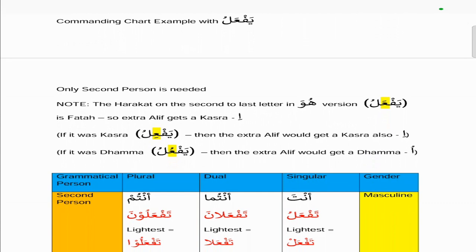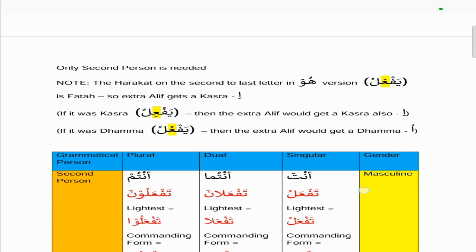So we'll show you in the table here. The commanding chart using yaf'alu. We only need the second person, because you can only command someone who's present. You can't command yourself or someone who's absent. So it's only second person. Now the harakat on the second to last letter in the huwa version is fatha. So if you look at yaf'alu, the huwa version, the second to last letter is fatha. Therefore, if we add the extra alif, the alif will take a kasra.